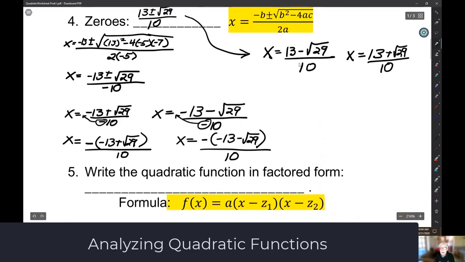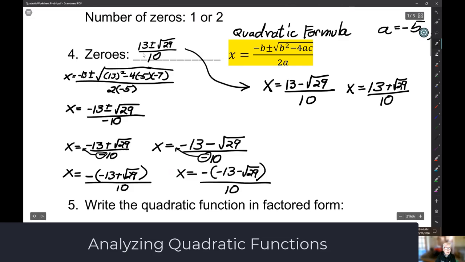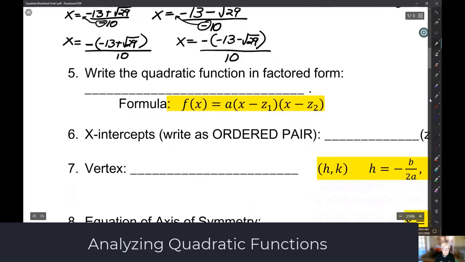Now that we have the zeros, and these are the zeros, okay? So the zeros are this. This is two numbers. With the plus or minus, it's two numbers. The zeros are 13 minus the square root of 29 over 10, and 13 plus the square root of 29 over 10. There are two zeros. We could even call this Z1 equals 13 minus the square root of 29 over 10, and Z2 equals 13 plus the square root of 29 over 10.